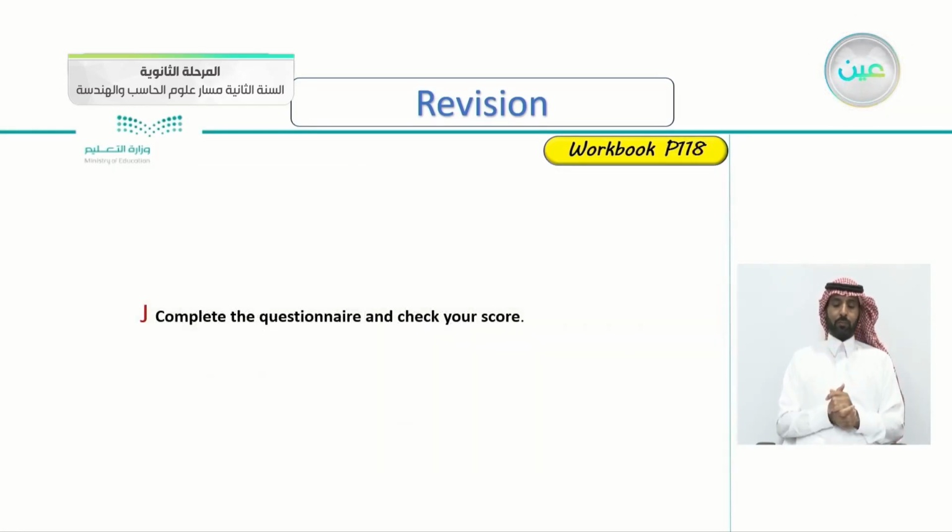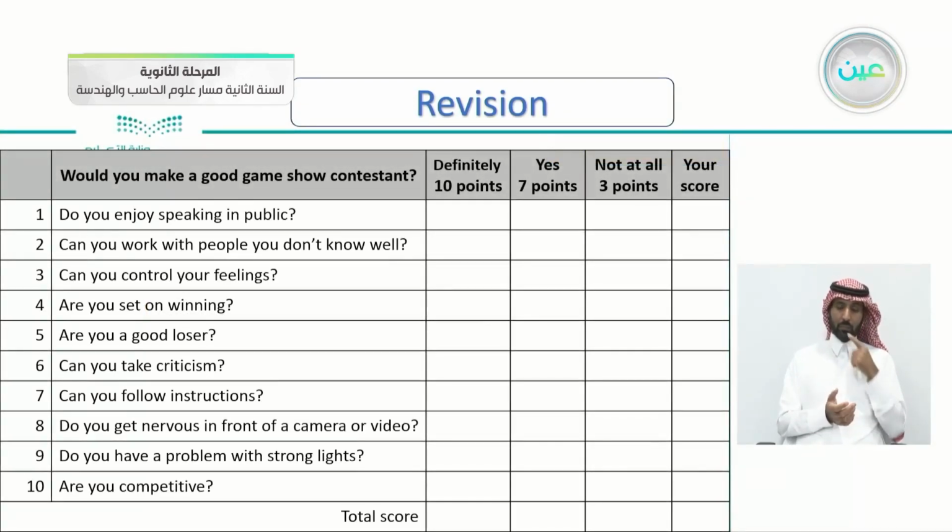So complete the questionnaire and check your score. This is a questionnaire: would you make a good game show contestant? We have points here. Definitely, 10 points. Yes, 7 points. Not at all, 3 points. So this is a questionnaire here.